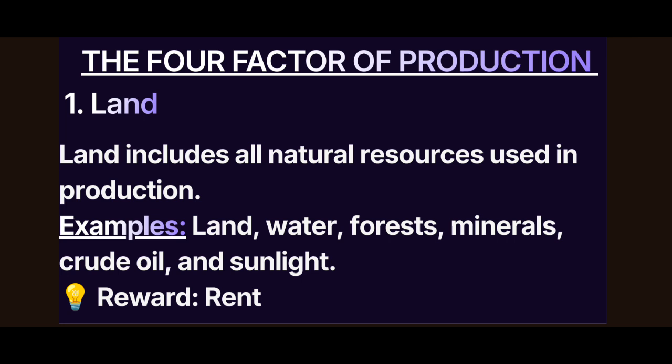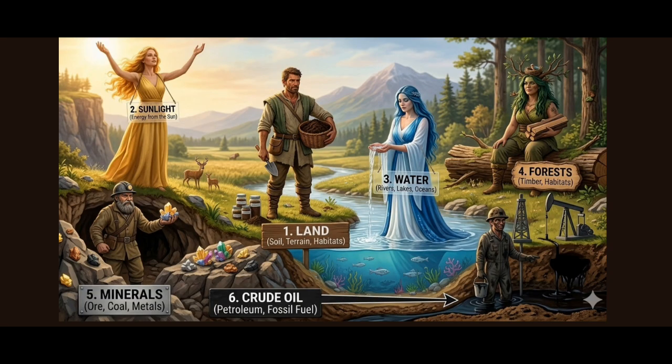Number one is land. Land includes all natural resources used in production. Examples: land, water, forest, minerals, crude oil, and sunlight. And the reward for land is rent. Why is it rent? It's because people must pay to use land, which is a valuable natural resource needed for production. Let's take a look at a picture that shows everything we've heard about land.